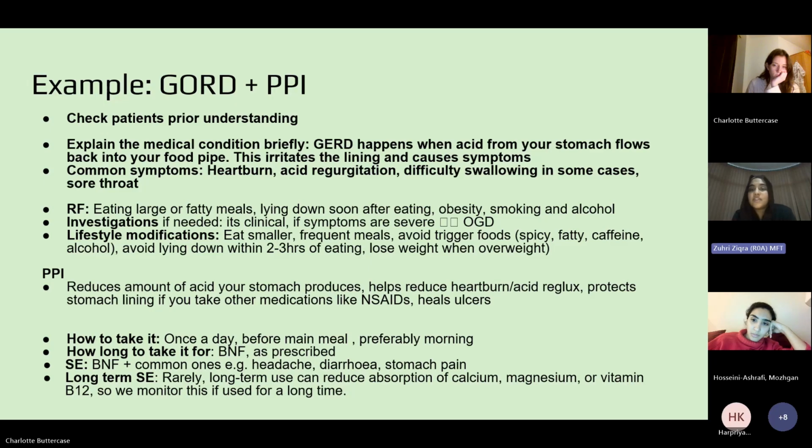And then again, safety net the patient. So if their symptoms with the PPI are not controlled after 4 weeks, they should go back to the GP, have a full review again. They may need further investigation, for example, to investigate anything further if their symptoms have not been controlled.